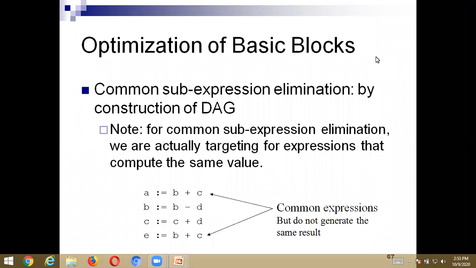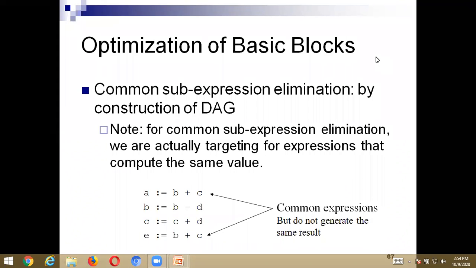This is the first technique that we're applying in optimization of basic blocks. The name of the technique is common sub-expression elimination, from the principal sources of optimization. Here we're applying this technique by the construction of DAGs. Taking the basic block a is equal to b plus c, b is equal to b minus d, c is equal to c plus d, e is equal to b plus c, we find out where the common expressions are. Then after applying the transformation, we need to show what the code is, but here we are not showing that.